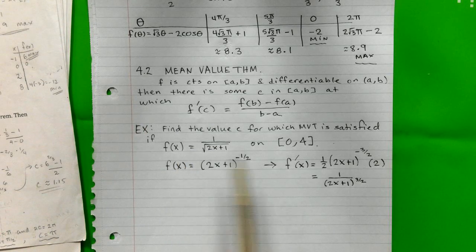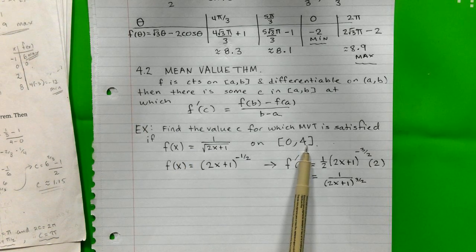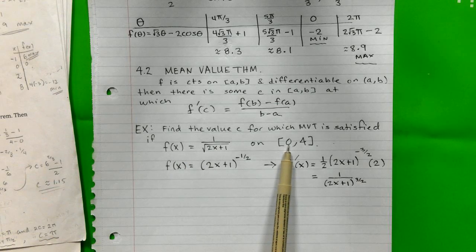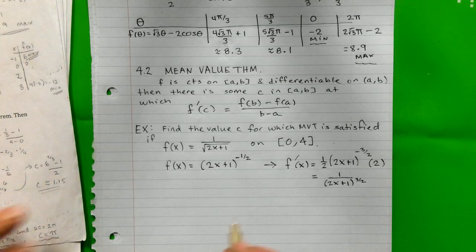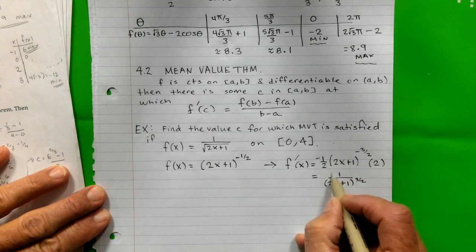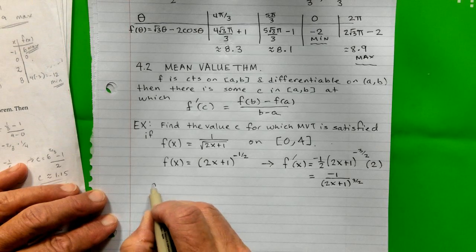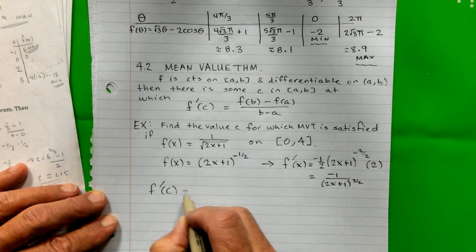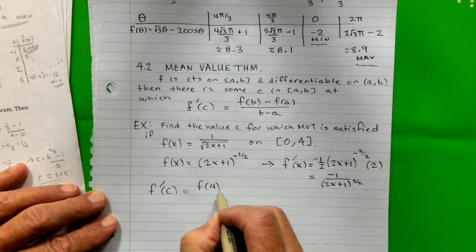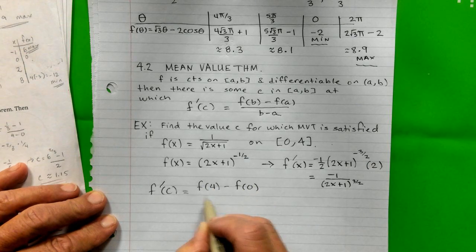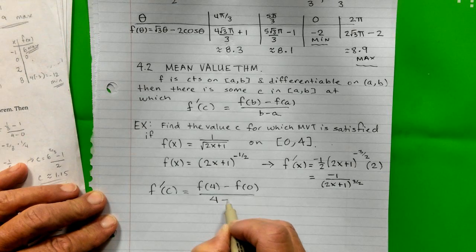So here's f of x. F of b will be f of 4. F of a is f of 0. And then you divide by 4 minus 0. Yes? It should be negative, shouldn't it? Bring that 1/2 down. It should be negative. Good eye on that one. This is a negative 1/2, so let's put the negative 1 there. So we have f prime at c should be equal to f of 4 minus f of 0 over 4 minus 0.